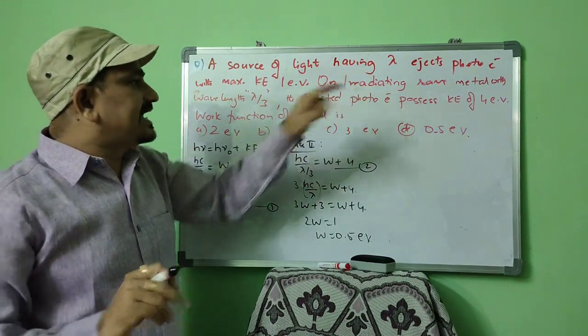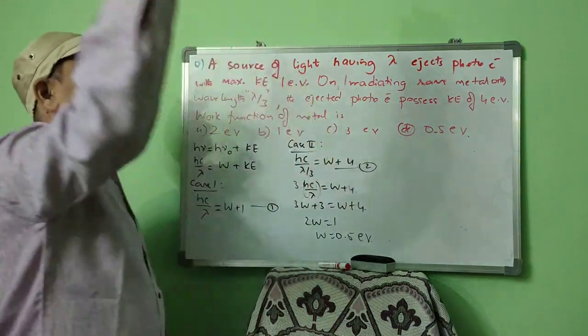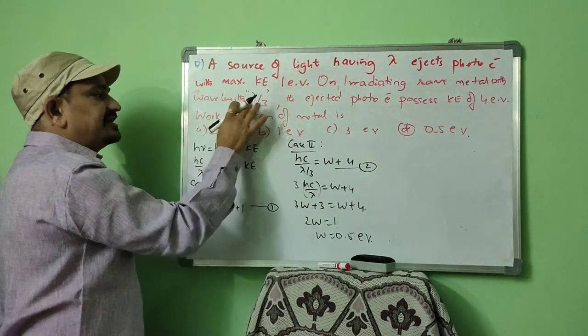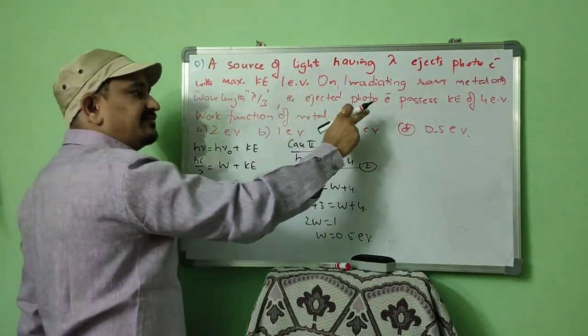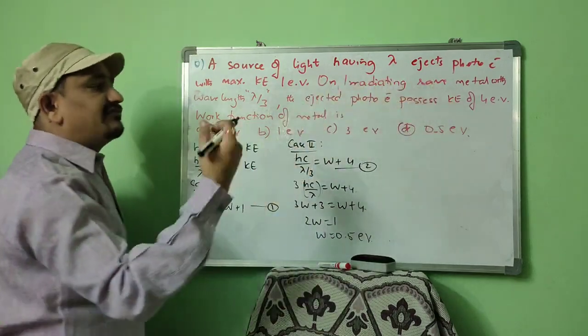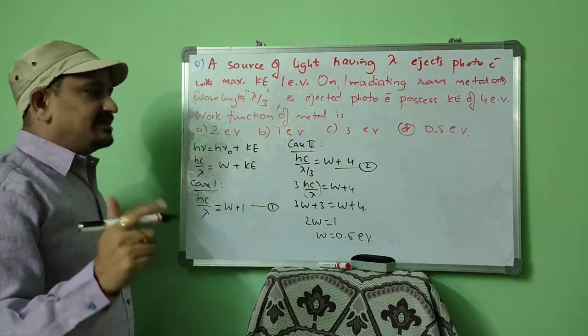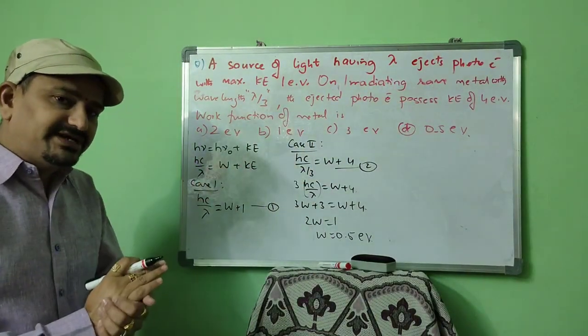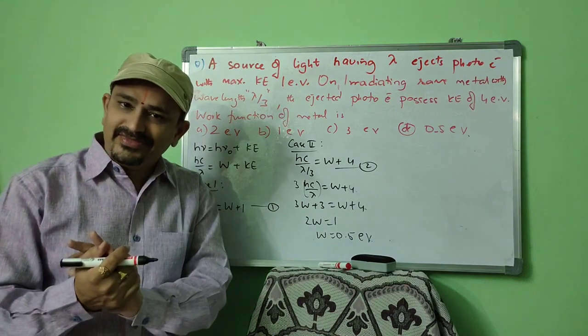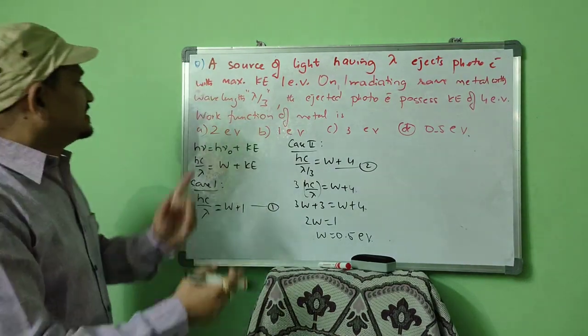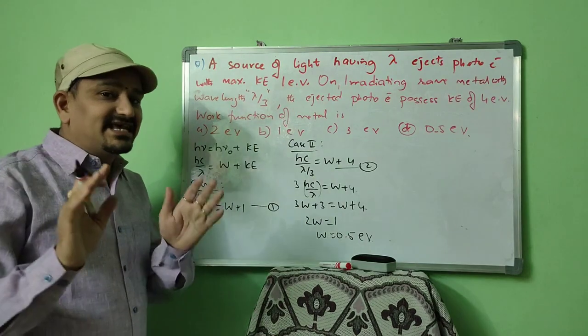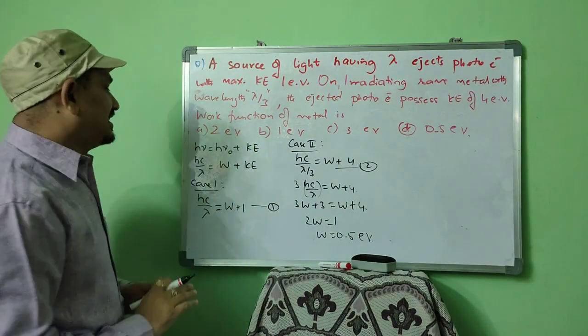On irradiating the same metal screen again with a different wavelength lambda by 3, the ejected photoelectron possesses kinetic energy 4 electron volts. Two cases. In both the cases, the common point is work function is similar. So that work function is, this is the question given. Right? Now let us see.